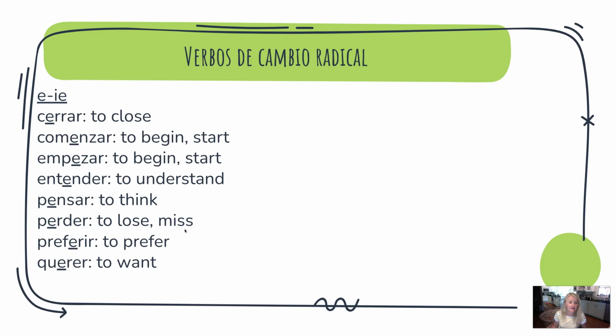Bien. And finally, querer, which is one that you may have seen previously. It's a pretty common verb in Español. Querer, which is to want or to love, actually. Vale. Looking at some O to UE verbs that come right from your text as well. These change from O to UE.